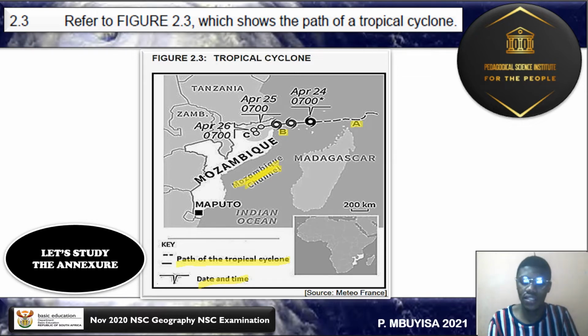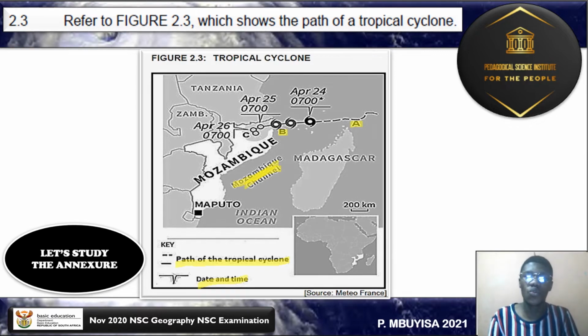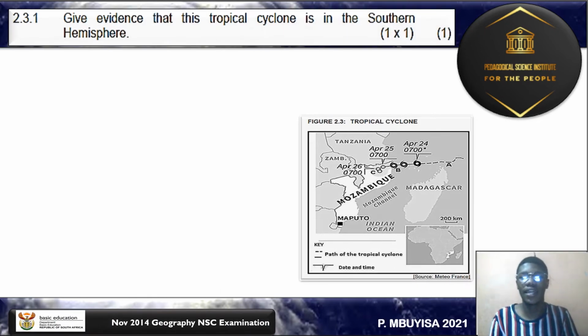Now let's look at what questions they asked us. First question: give evidence that this tropical cyclone is in the southern hemisphere. If you look at your diagram there, look at how the eye is shaped. That always gives you a clue.